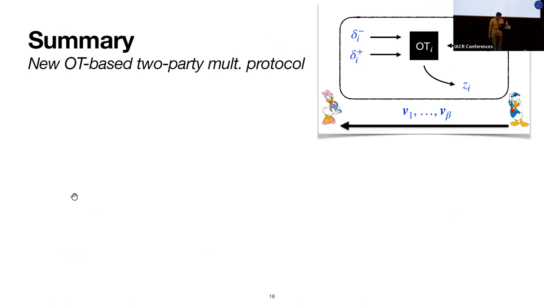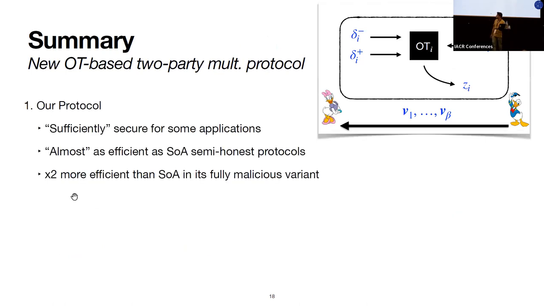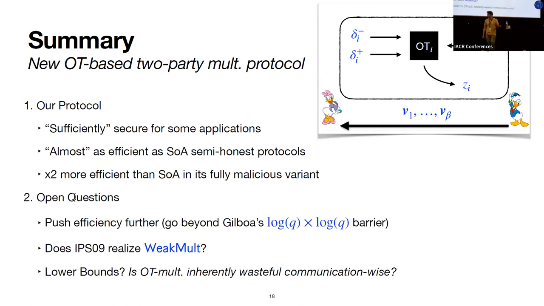So let me summarize very quickly and conclude. So we present a new OT-based protocol. It is sufficiently secure for some applications. It is almost as efficient as the best performing state-of-the-art semi-honest protocols in the batching variant. And in the fully malicious variant, it is twice as efficient in communication compared to the state-of-the-art.